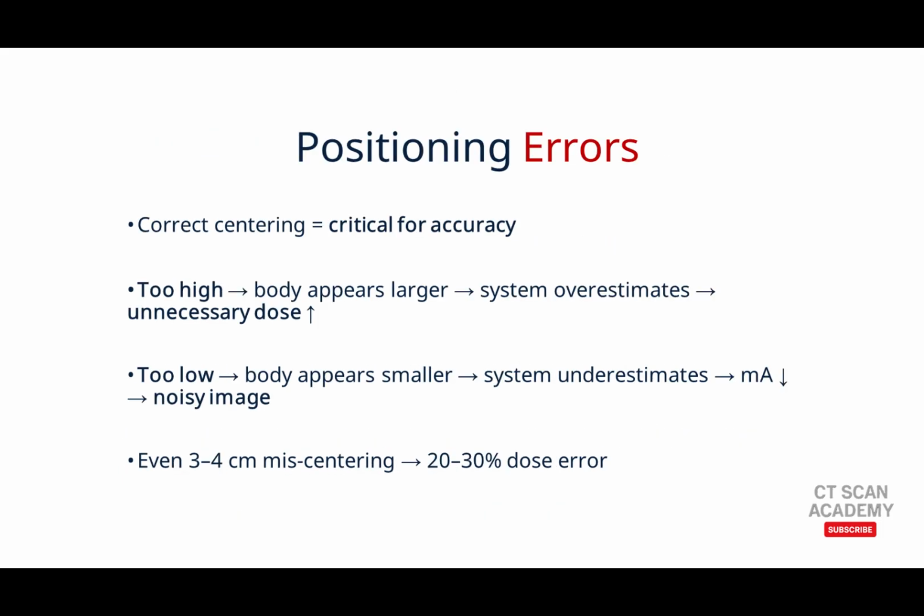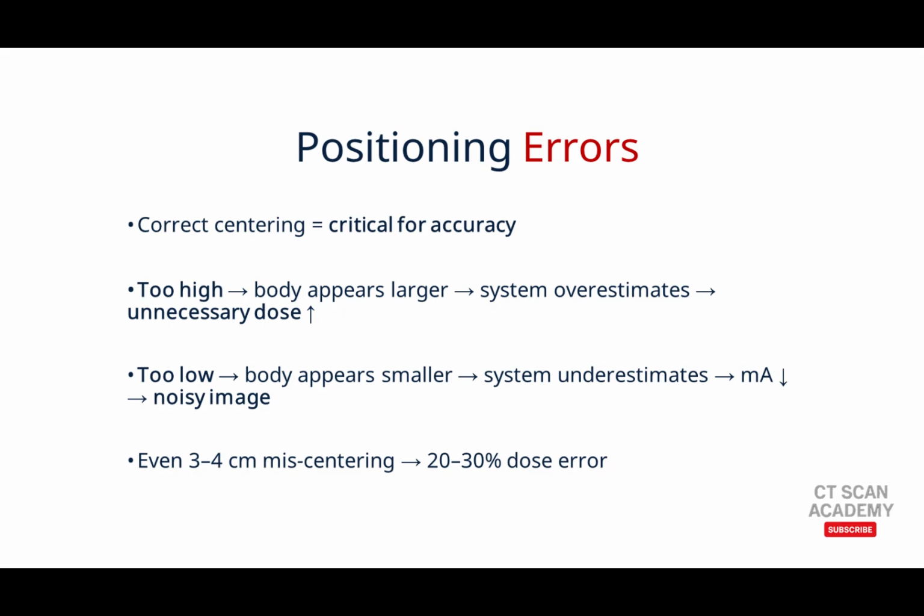Accurate patient centering in the gantry is critical. If the patient is off-center, the system's estimation of patient size will be wrong. Even 3 to 4 centimeters of miscentering can cause 20 to 30% dose error. Too high centering makes the body look larger and causes mA overestimation and extra dose. Too low makes it look smaller and may cause underexposure and noisy images.